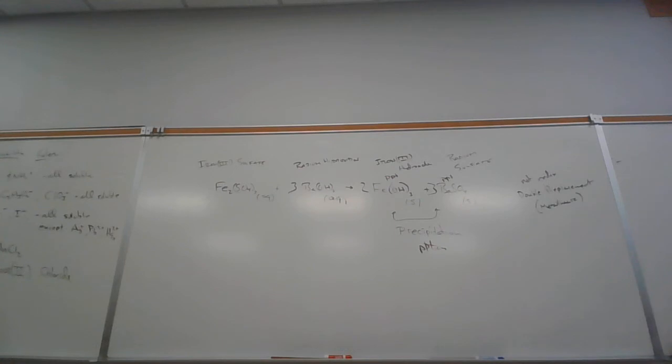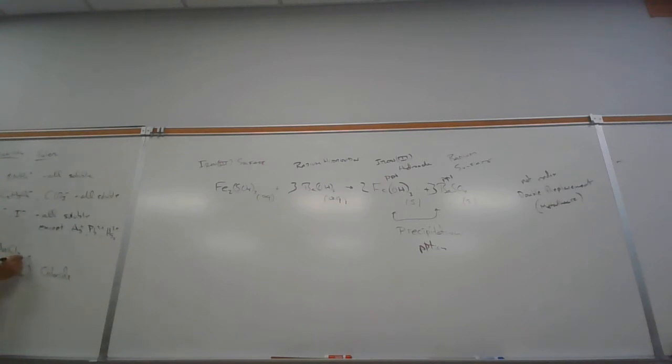Chloride, because chlorine is never by itself, like in NaCl. The reason it's two chlorides is because manganese is 2 plus. If we had aluminum chloride, it would be 3 chlorides. If we had titanium 4 chloride, it would be 4 chlorides.